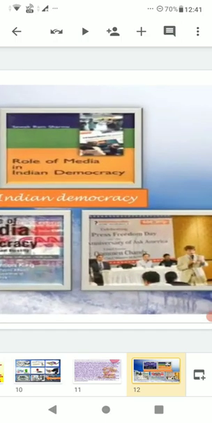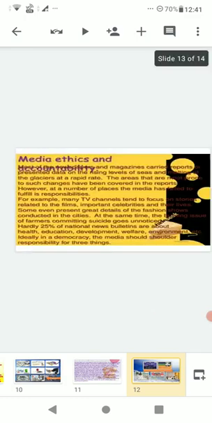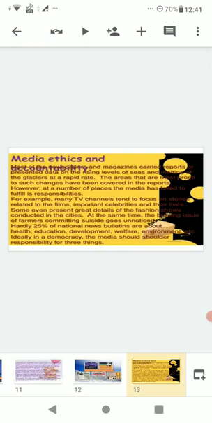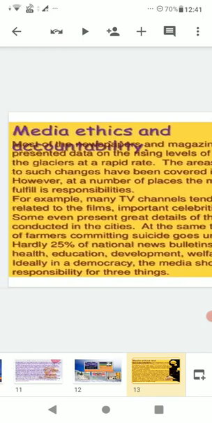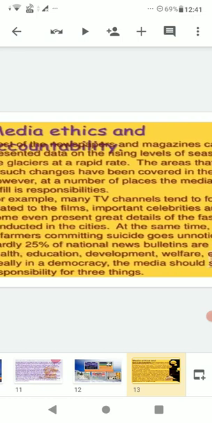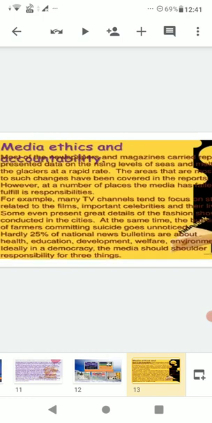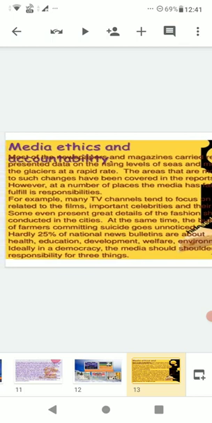So, the role of media in democracy you have learnt today. Then media ethics and accountability. The areas that need such changes have been covered in the reports. However, at a number of places the media has not fulfilled its responsibility.